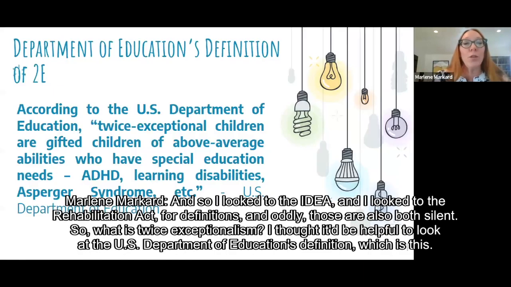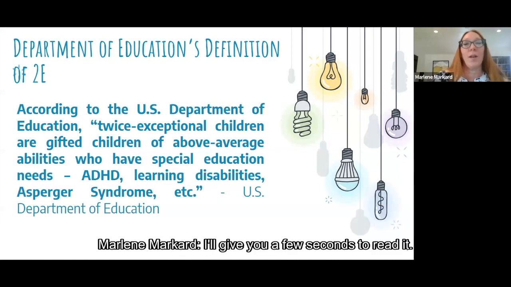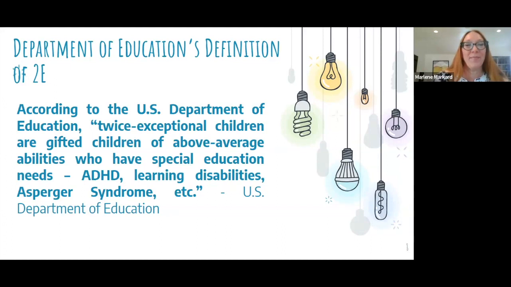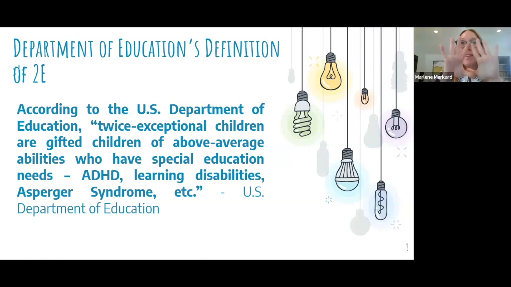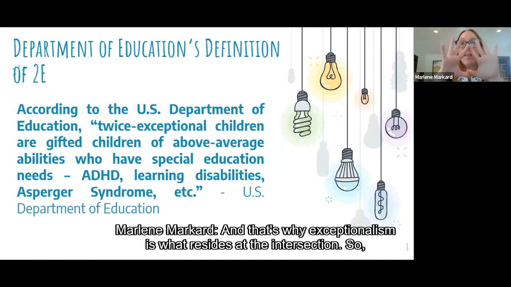I thought it'd be helpful to look at the US Department of Education's definition, which is this. I'll give you a few seconds to read it. And we see it's exactly where we started, right? Twice exceptionalism is people who have a disability and a gift, and that's why twice exceptionalism is what resides at the intersection.